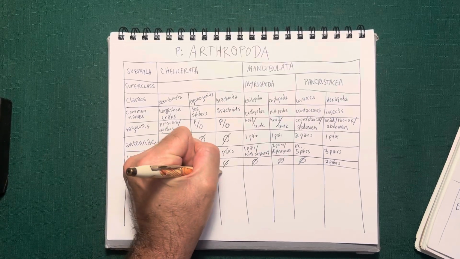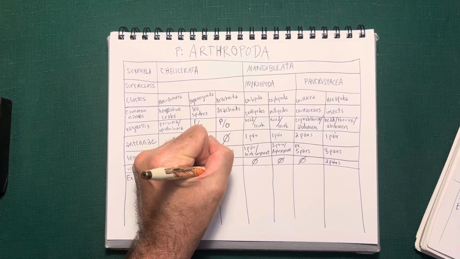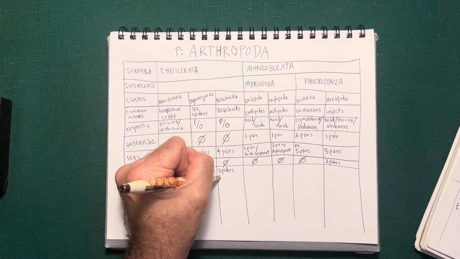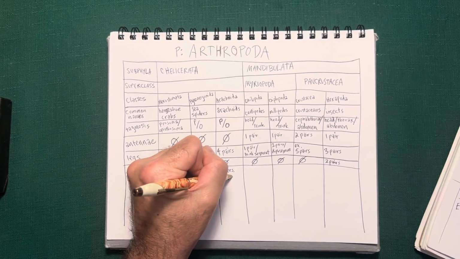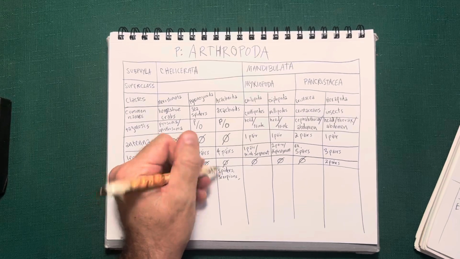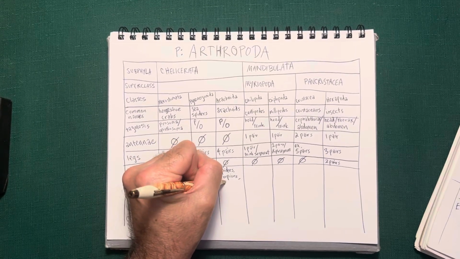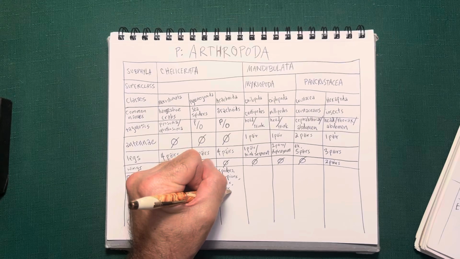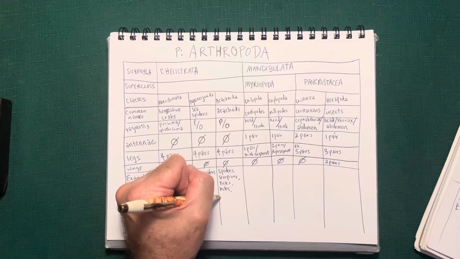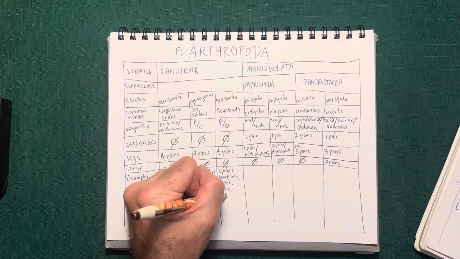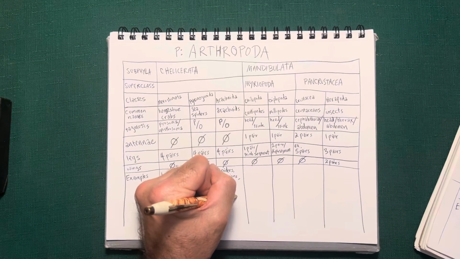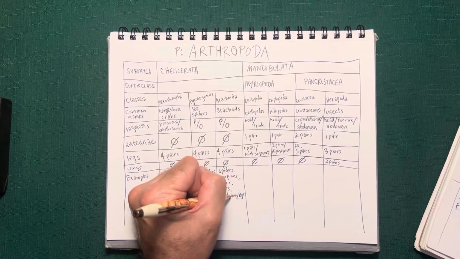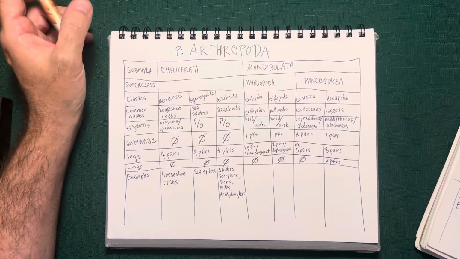Arachnids, so it does include spiders. But arachnids also include scorpions, ticks, mites, what I always call daddy longlegs. Some people call them granddaddy longlegs.